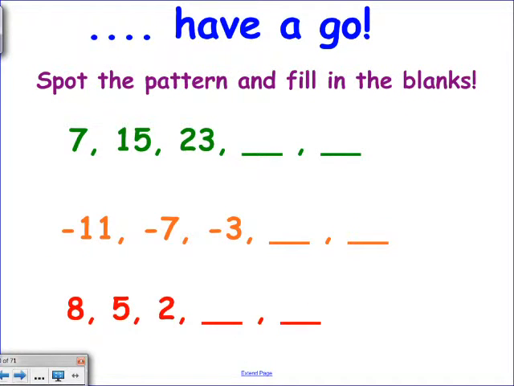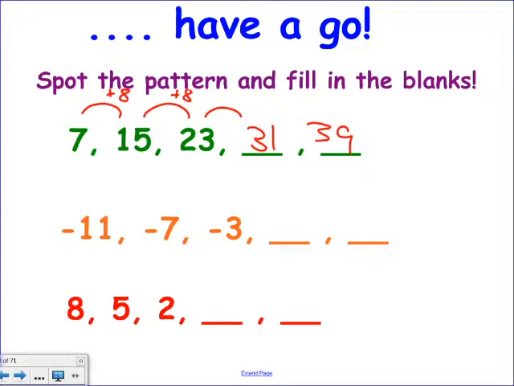So spot the pattern and fill in the blanks. So rather than spotting the pattern, spot the rule. So what's the rule for this first one? So if we add 8 and add 8 all the time, I know that this one is 31 and this one's 39. What's the rule here?